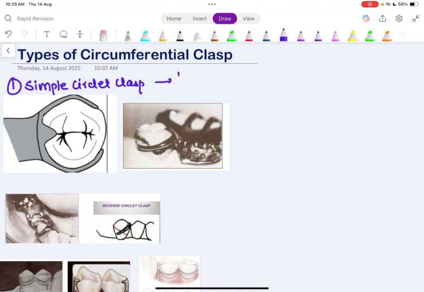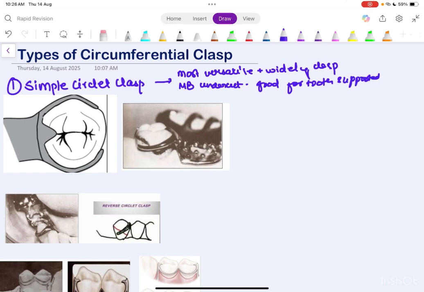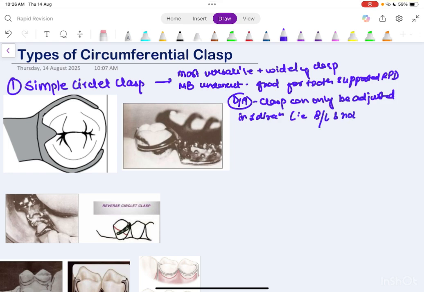Now this is the most versatile and widely used clasp. Now it engages the mesiobuccal undercut. It is good for tooth-supported RPD, not for distal extension, but the only disadvantage is that the clasp can only be adjusted in one direction, that is buccolingually and not occlusogingivally.